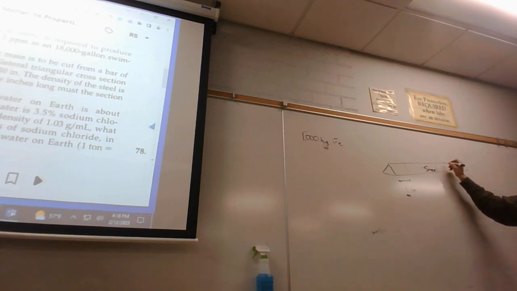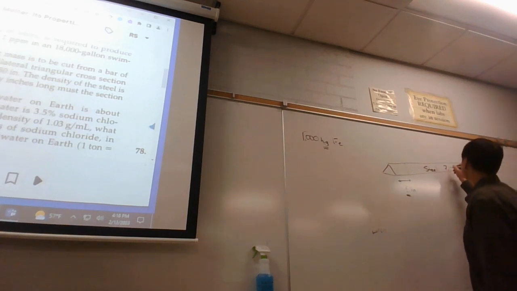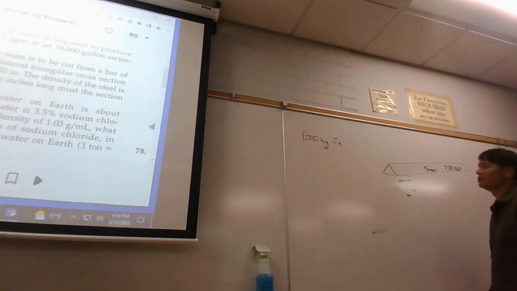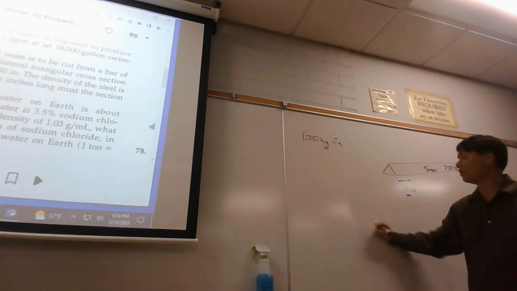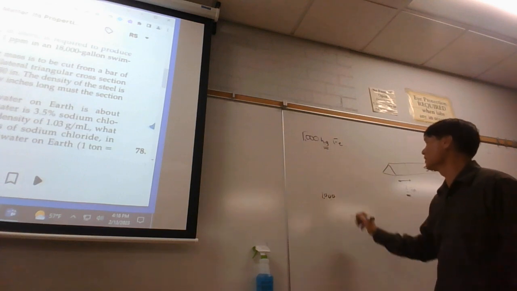So the steel has a density of 7.70 grams per cubic centimeter. Is that extensive or intensive? This is intensive. So what we're going to do is just start off with the 1.00 kilograms and then try to go from there.